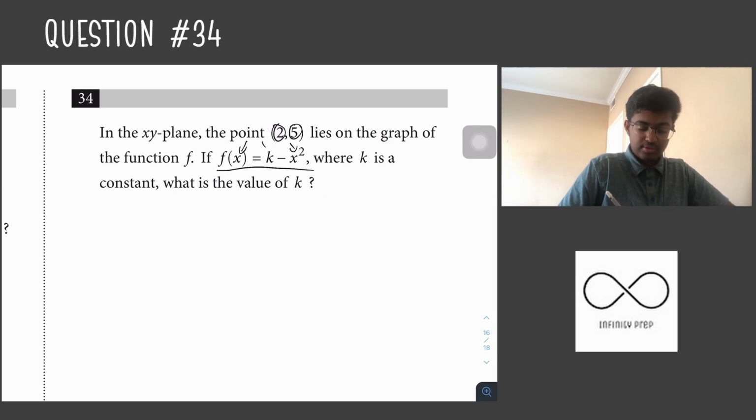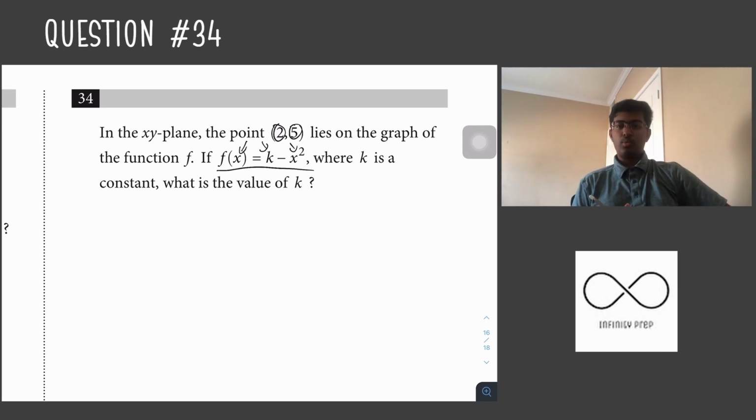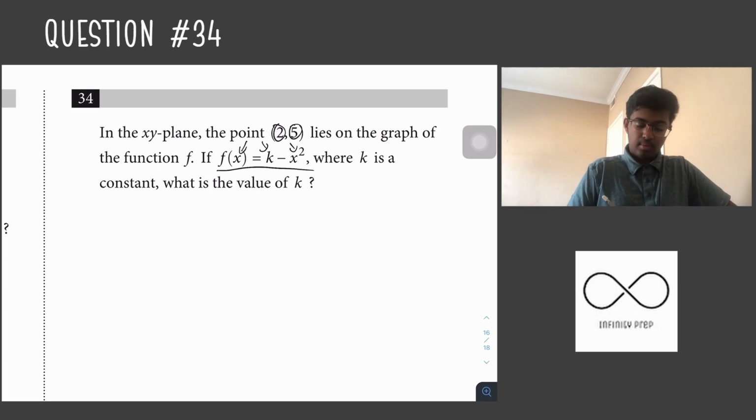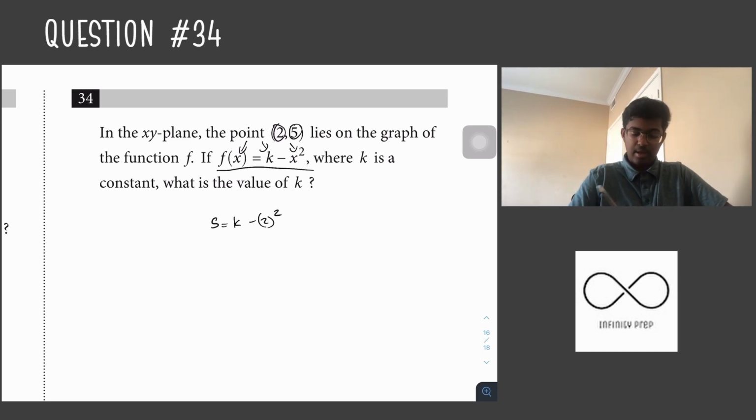What we need to find out is the k. So all we have to do is plug in 2 for y and 5 for x and solve for k. So when we do that, we get 5 equals k minus 2 squared. And now when we do the 2 squared, we get 5 equals k minus 4. And then add 4 to both sides and we get k equals 9, which is our answer.